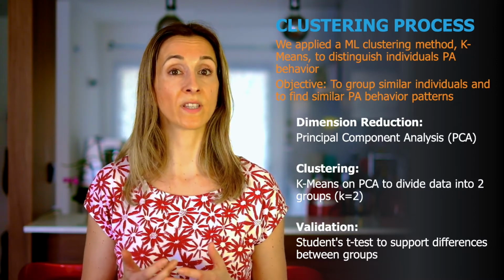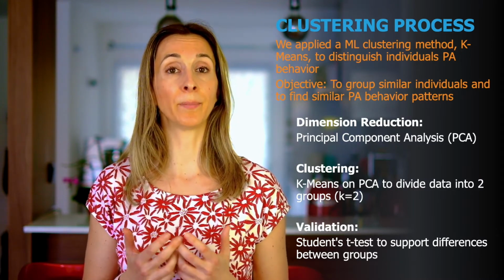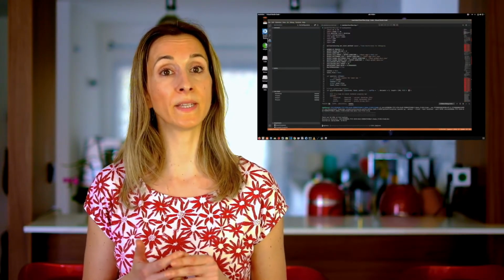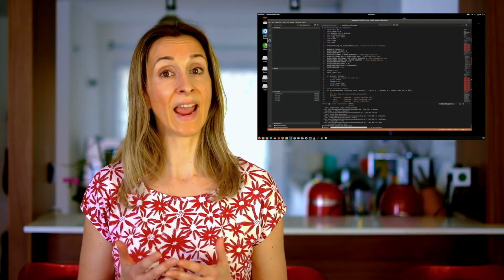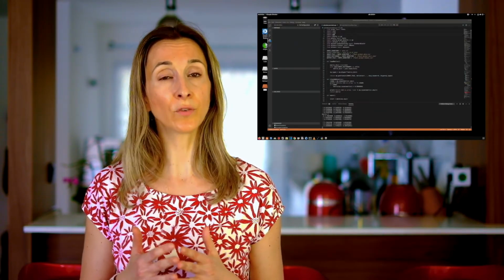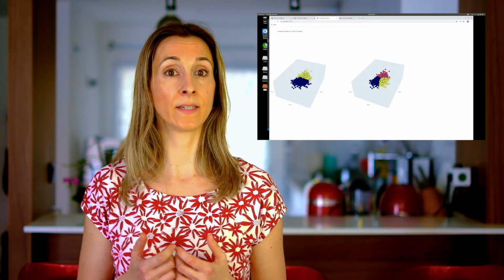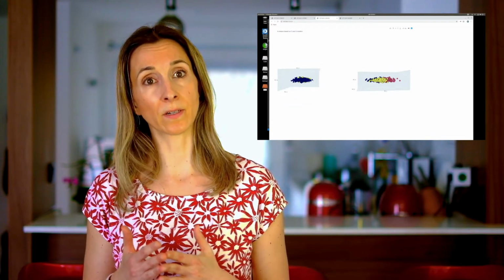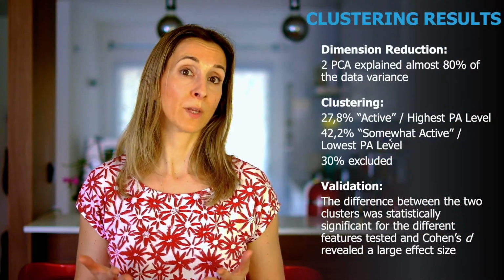Our mindset was that this procedure would help us group similar individuals and therefore similar PA behavior patterns. So, to use k-means, we first started by using PCA, Principal Component Analysis, in order to reduce the dimensionality of the data, and only then the k-means method was used for the purpose of clustering the individuals in two groups. Finally, we used a hypothesis test, Student's t-test, to validate if the groups obtained in the cluster analysis corresponded to participants with statistically different characteristics. So, what did we find?